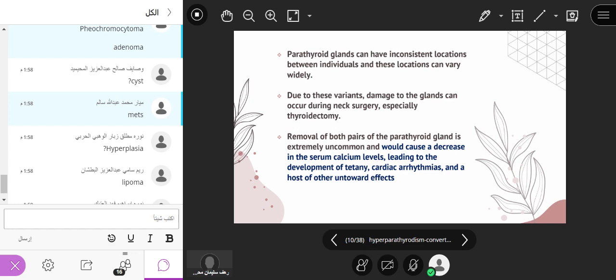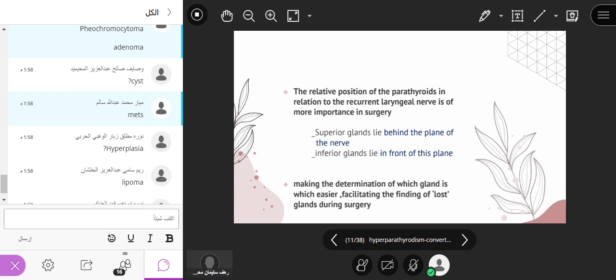For surgical importance, as I mentioned before, the parathyroid has an inconstant location and it can vary widely. Due to this variation, damage to the gland can occur during any surgery, especially thyroidectomy. Removal of both pairs of parathyroid glands is extremely uncommon and would cause a decrease in the serum calcium level, leading to the development of tetany, cardiac arrhythmia, and a host of other unwanted effects due to hypocalcemia.